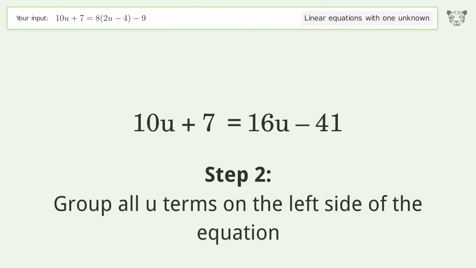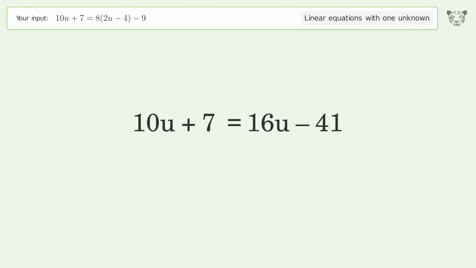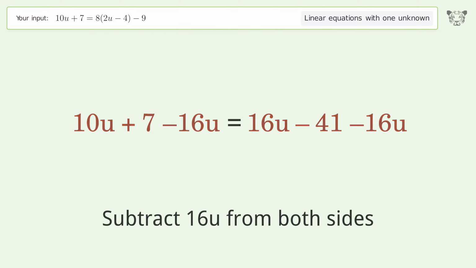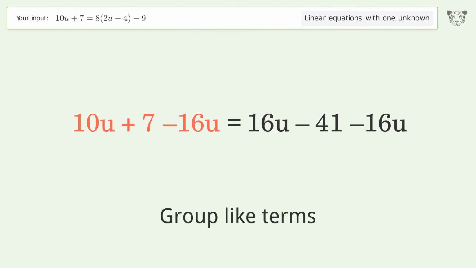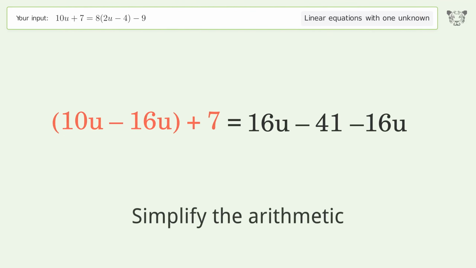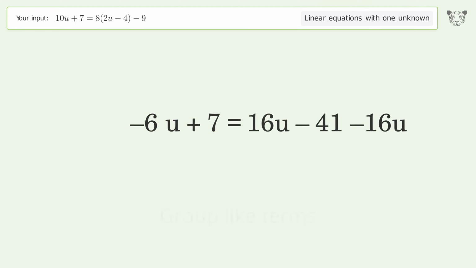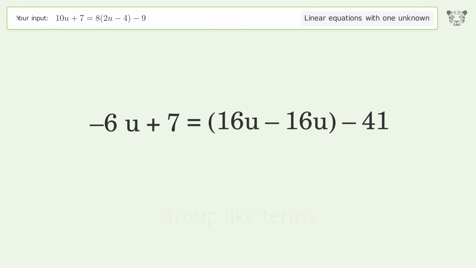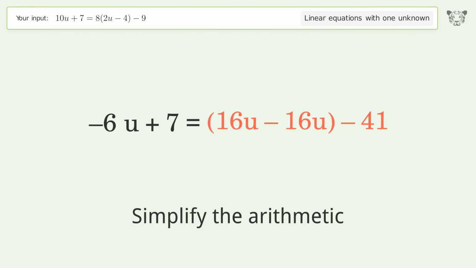Group all u terms on the left side of the equation. Subtract 16u from both sides. Group like terms. Simplify the arithmetic. Group like terms. Simplify the arithmetic.